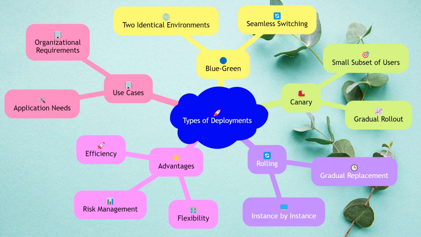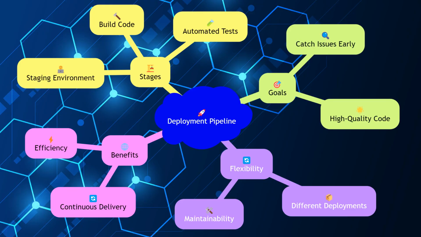Designing a deployment pipeline involves defining the stages and steps that code must go through before reaching production. This includes building the code, running automated tests, and deploying to staging environments. The pipeline should be designed to catch issues early and ensure that only high-quality code reaches production. It should also be flexible enough to accommodate different types of deployments and be easily maintainable. A well-designed pipeline is crucial for achieving continuous delivery and improving the overall efficiency of the development process.